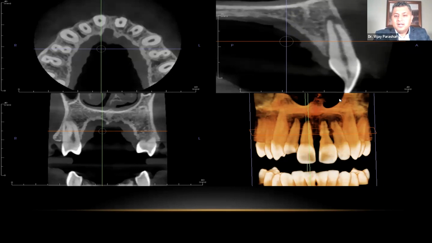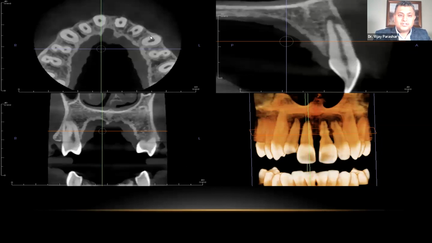In addition, we have a 3-dimensional volume rendering on the lower right side of your screen. This is a good view just to get a broad overlay, just to take a look at the entire volume in 3 dimensions. And it's also a good patient education tool. Patients are able to see teeth a little bit easier, or anatomy a little bit easier.